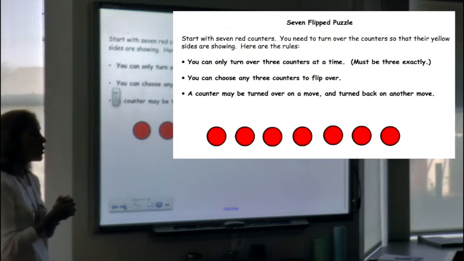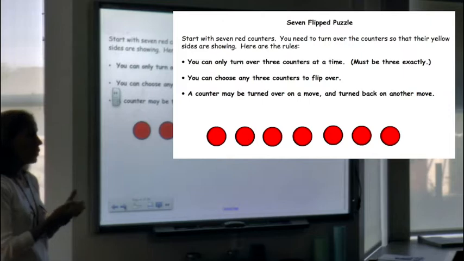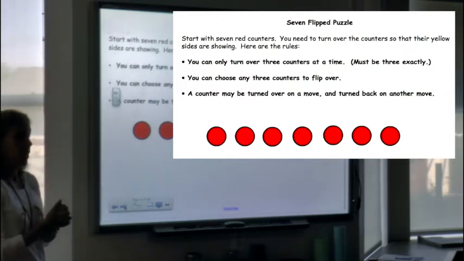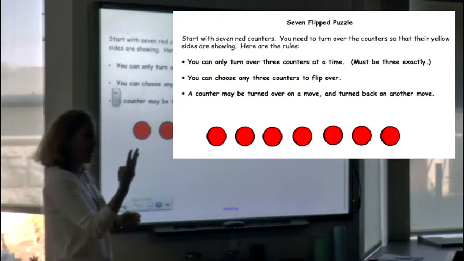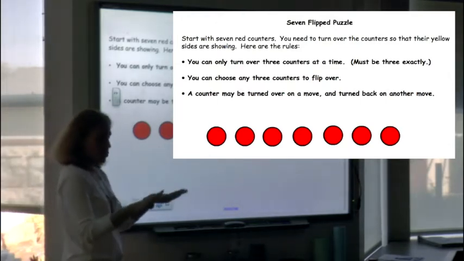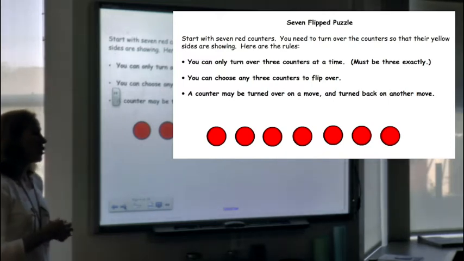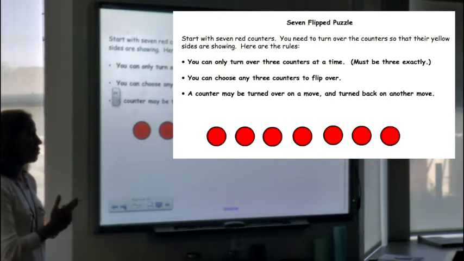You can choose to turn something back to red. So if you turned it over and it became yellow, you can flip it back to red on a subsequent move. Every move, you must turn 3 counters. Does that make sense? Mm-hmm. Give it a try. And what's the goal? To turn all of them over into yellow in the fewest possible moves.